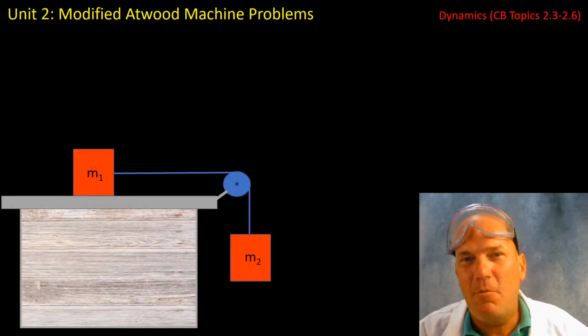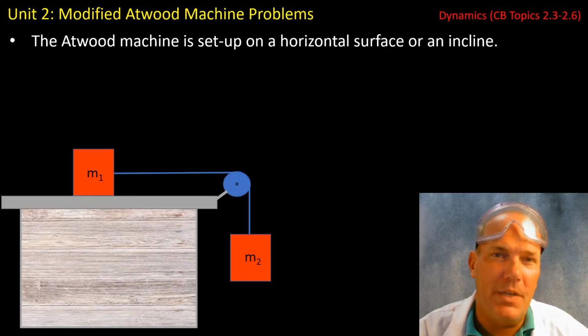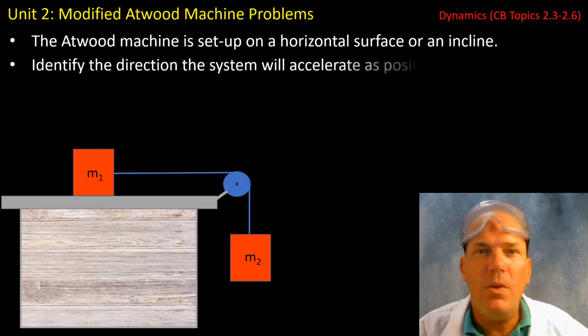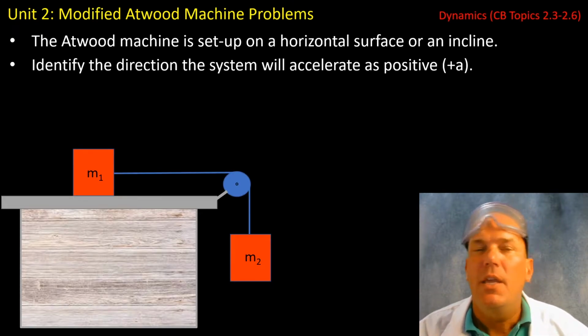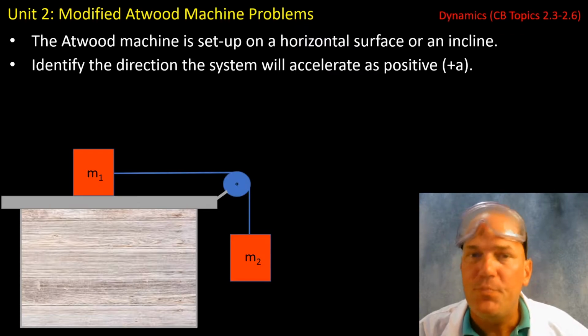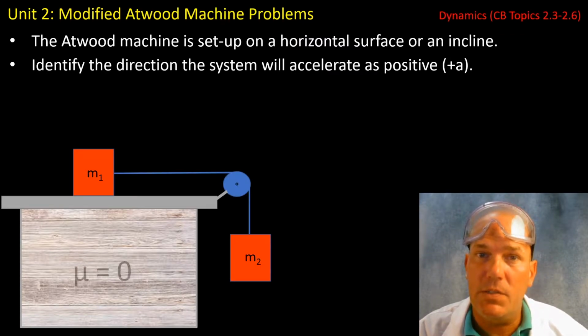A modified Atwood machine is set up on a horizontal surface or an incline. But we're going to treat it the same way. We're going to take a system approach, and we're going to choose the direction the system will accelerate and call that the positive direction for our coordinate system.